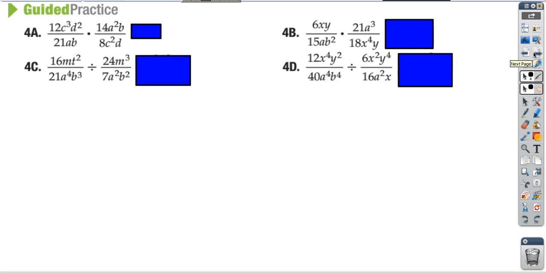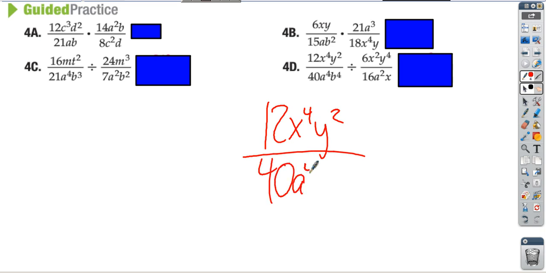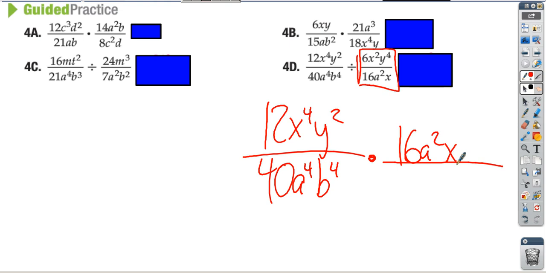Alright, let's pick one more of these that looks kind of difficult. Let's try 4d. The division ones are always harder than the multiplying ones because dividing is just one extra step. So we're doing 4d here. 12x to the 4th y squared over 40, a to the fourth, b to the fourth, and then dividing by this thing is like multiplying by its reciprocal, which means I'm going to flip 16a squared x to the top and 6x squared y to the fourth to the bottom, and let's see what we can cancel now.